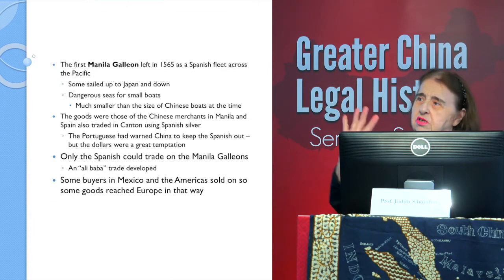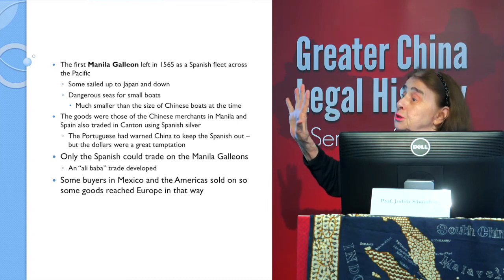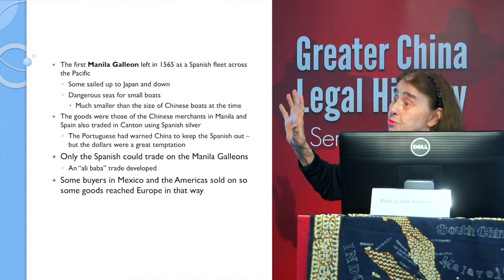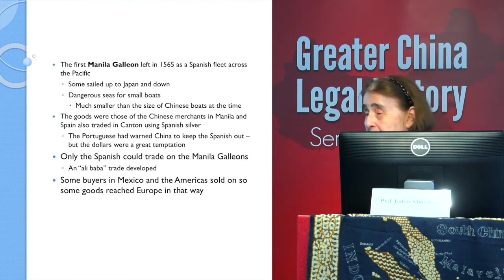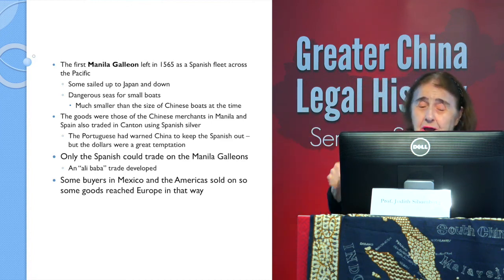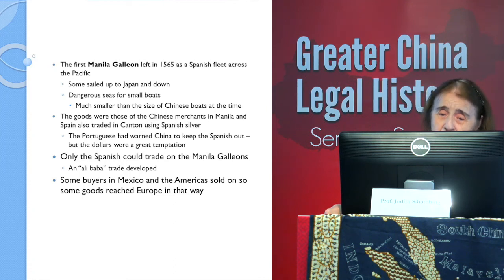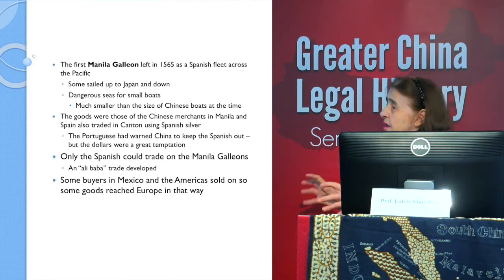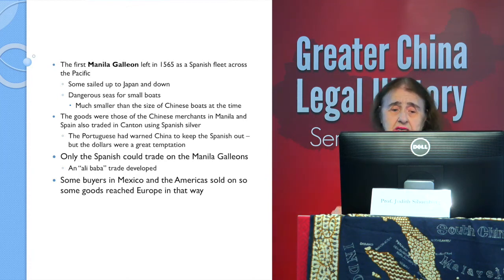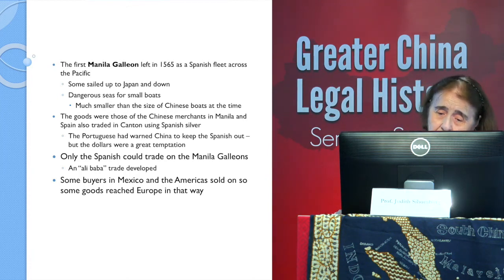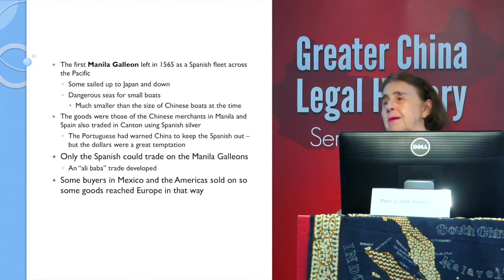1565, across. Nobody except the Spaniards were allowed to do it. No one else. Nobody else had boats anyway, but the Spaniards put the rule out, no boats. Dangerous for small boats, and they were smaller than a lot of the Chinese boats that were coming down through the South China Sea. The Portuguese had gone up to China, nasty. Don't deal with those Spaniards, they're all crooks.